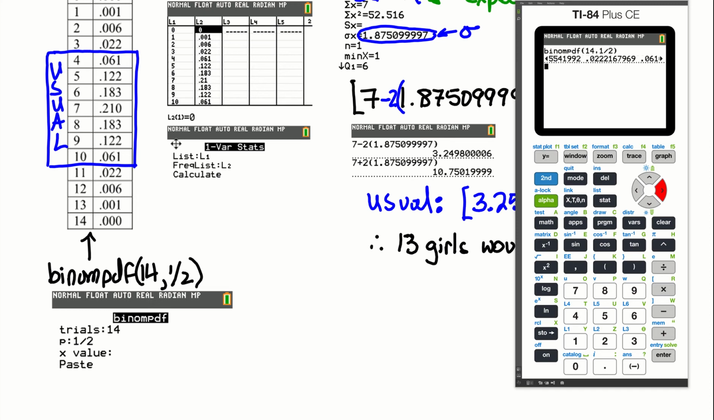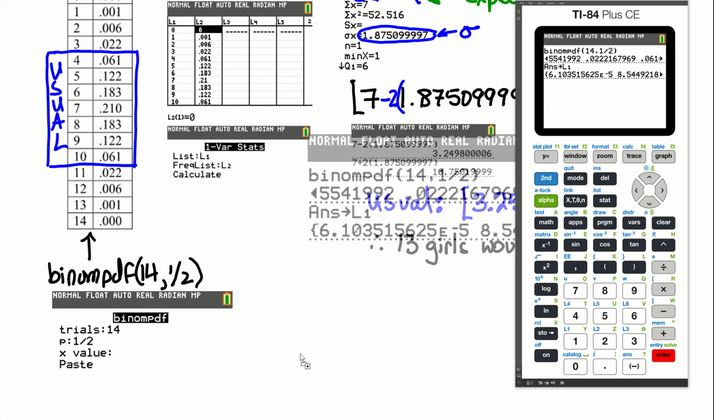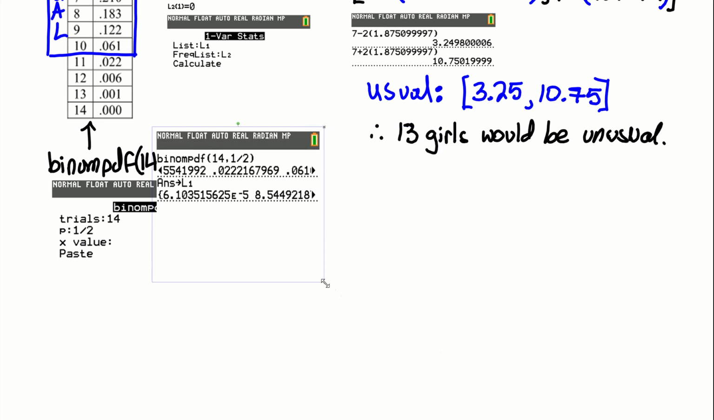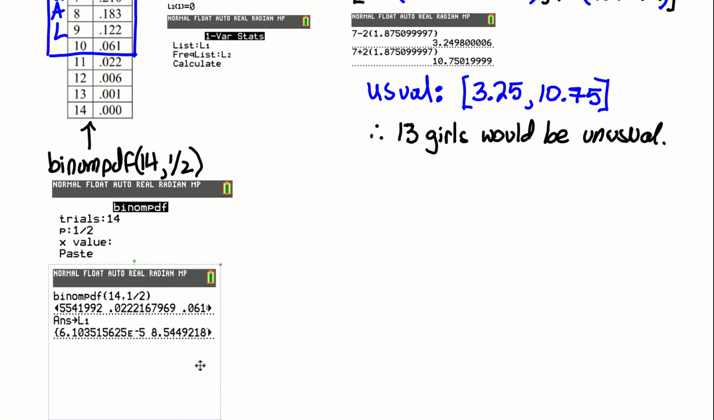If you wanted to look at the whole shebang in a more convenient fashion, you do what we did with the simulations, store into L1, and now you could have all of the outcomes in a nice convenient list. All right, so I'll just kind of chuck that down here, because this new information is going to change how I'm going to teach the next example.